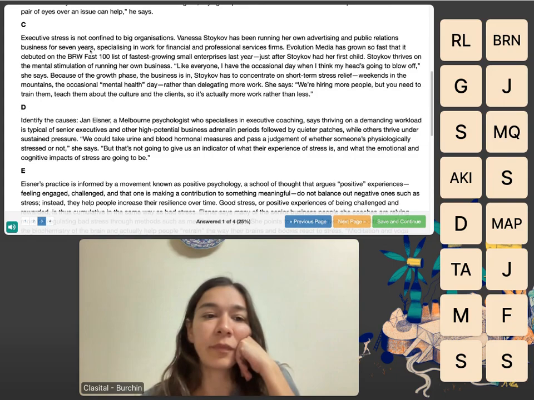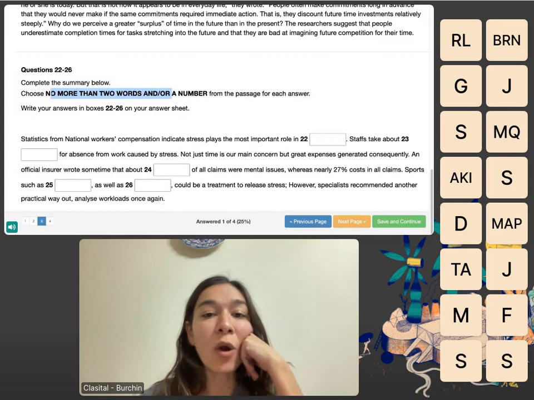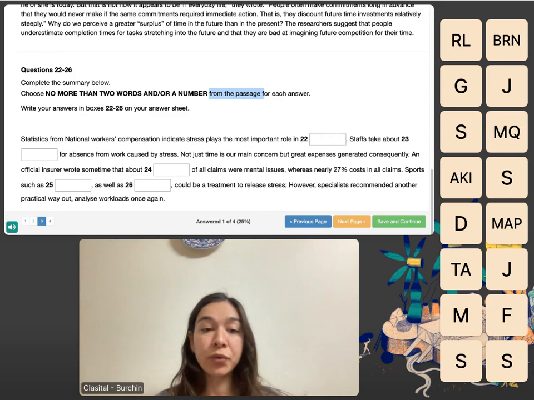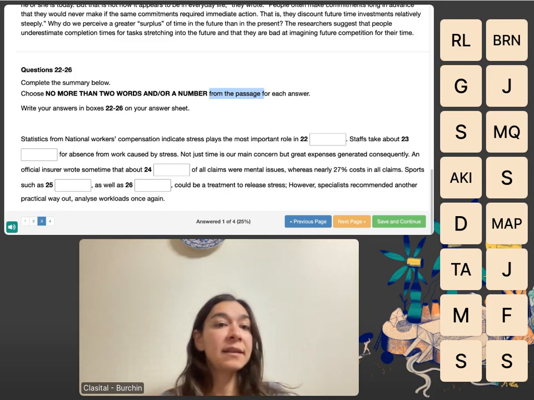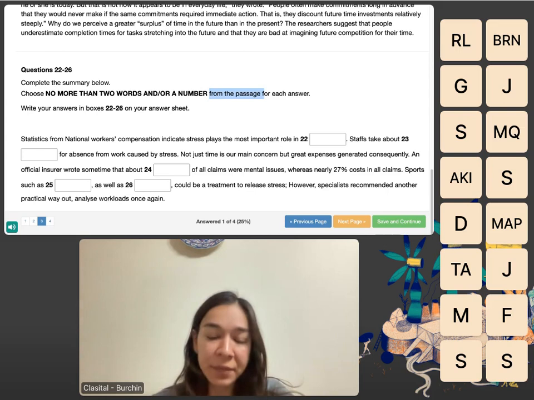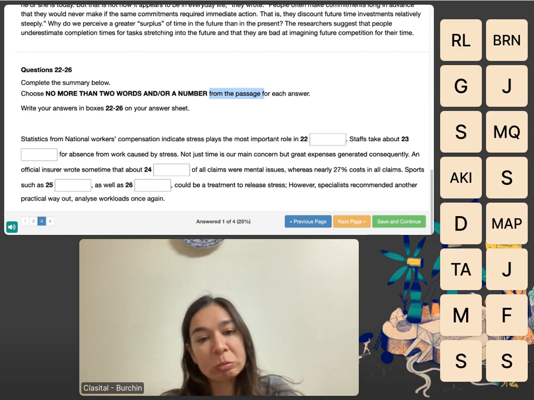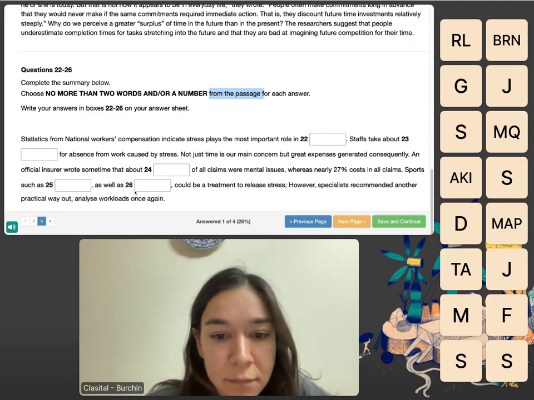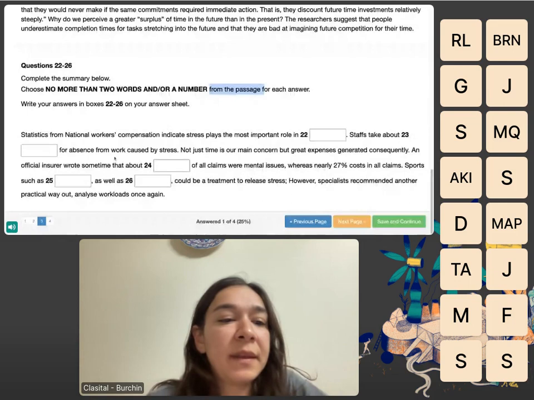Write no more than 2 words and or a number from the passage for each answer. From the passage. So I understand that I will choose my words from the passage. I won't change them. I will write the exact things. And it says write no more than 2 words and or a number. So for example, I can write 25.